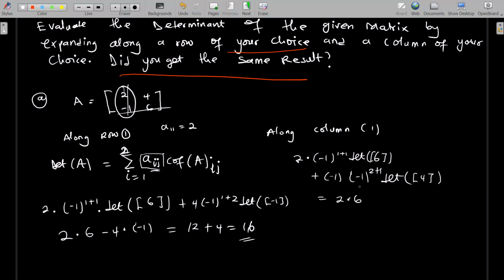Then -1 here, you have -1 to the power 3, and that is -1 times -1, so you're going to get +1 times 4, and then this should give you 16. So whichever way you go through it, you should get the same value. That is the whole thing here. So to answer the question, did you get the same result? Yes, we got the same result.